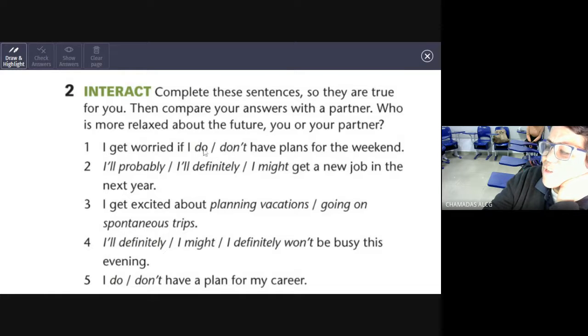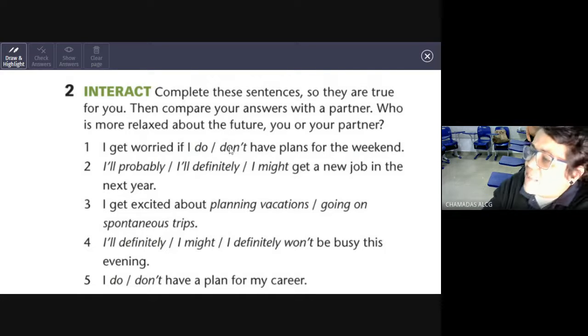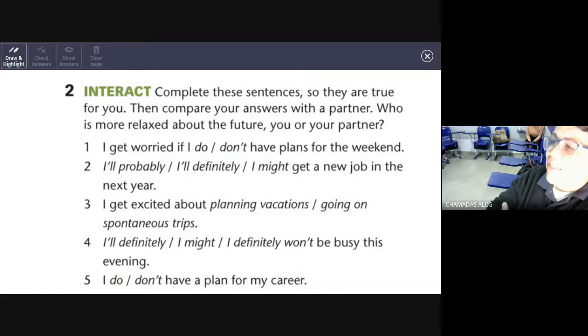So having to choose here is difficult because I get worried if I do have plans for the weekend or if I don't. I guess I don't get worried is better, right? Because if I select this one, it will be totally the opposite, right? And if I say that I do, like I get worried when I have plans for the weekend, no, it's something normal. Yes, it just happens. So I don't really get worried.